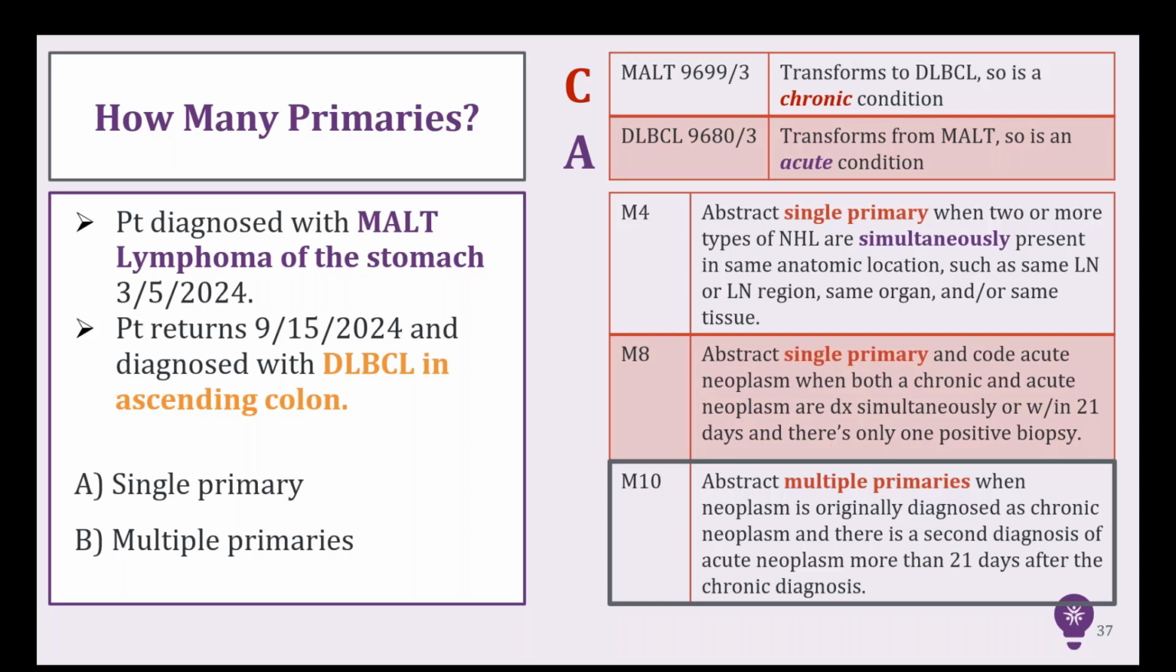M8 tells us to abstract a single primary and code the acute neoplasm when both the chronic and acute are diagnosed simultaneously, which is not our case, or within 21 days, which is not our case, with only one positive biopsy. So here we have 2 biopsies, and they're more than 21 days apart. So we're going to keep moving on.